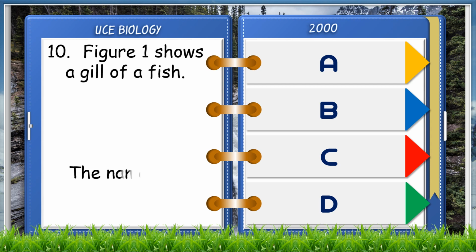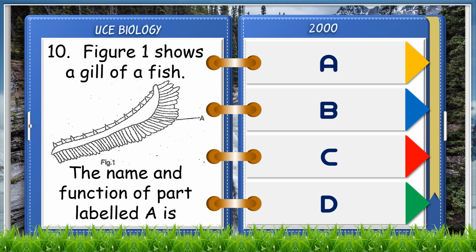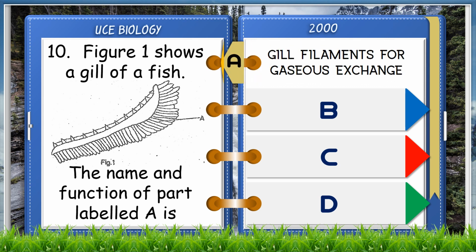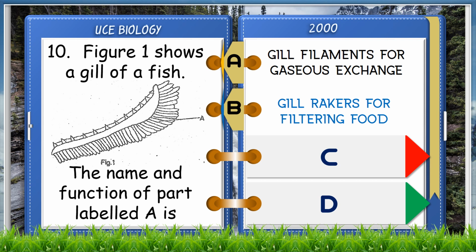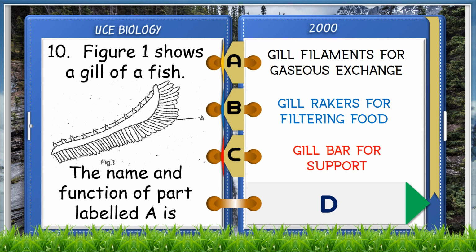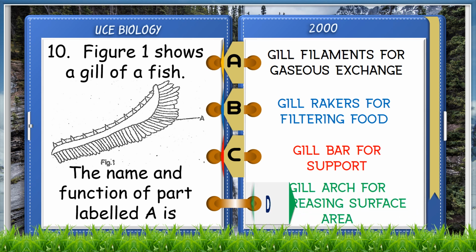Figure 1 shows a gill of a fish. The name and function of part labeled A is A. Gill filaments for gaseous exchange. B. Gill rakers for filtering food. C. Gill bar for support. D. Gill arc for increasing surface area. The answer is A. Gill filaments for gaseous exchange.